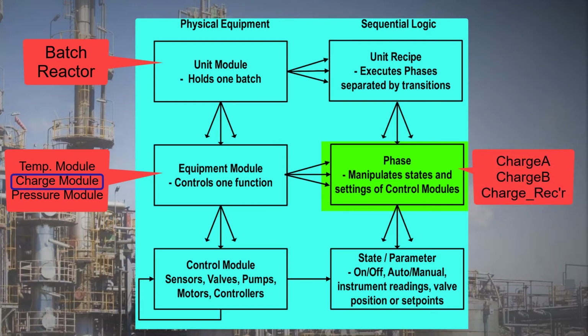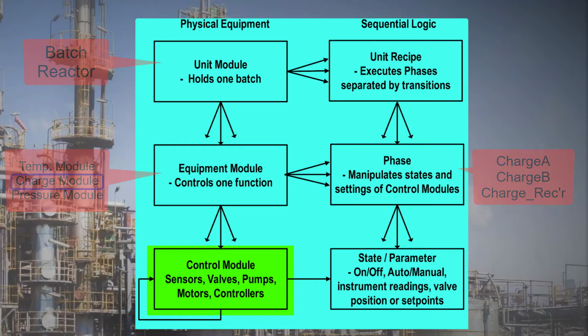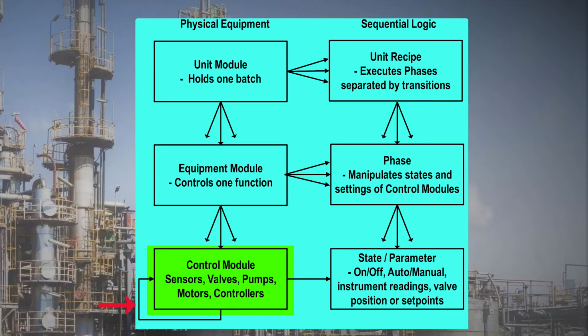Which document the necessary sequential logic necessary to do each. The elements of the equipment module are called control modules, which are all the elements of the equipment state that can be manipulated or produce signals, so sensors, valves, pumps, and control loops. A feedback control loop is a control module made up of a sensor, a valve, and a controller, which are also control modules, which is why the extra arrow there points back at itself.